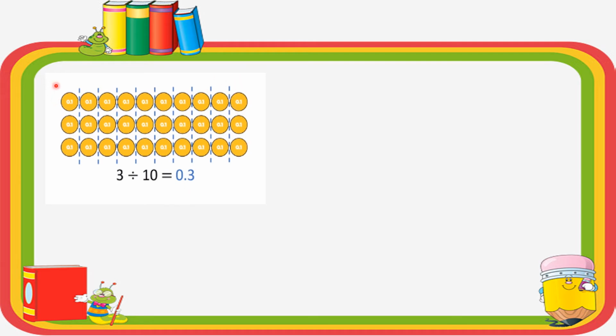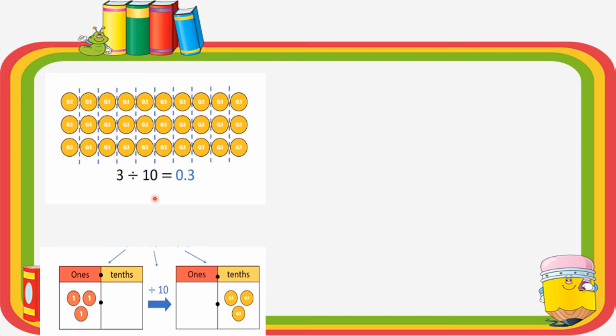Now in each column, 1, 2, 3, we have 0.3. So 3 divided by 10 is 0.3. This is how we make our division using counters.